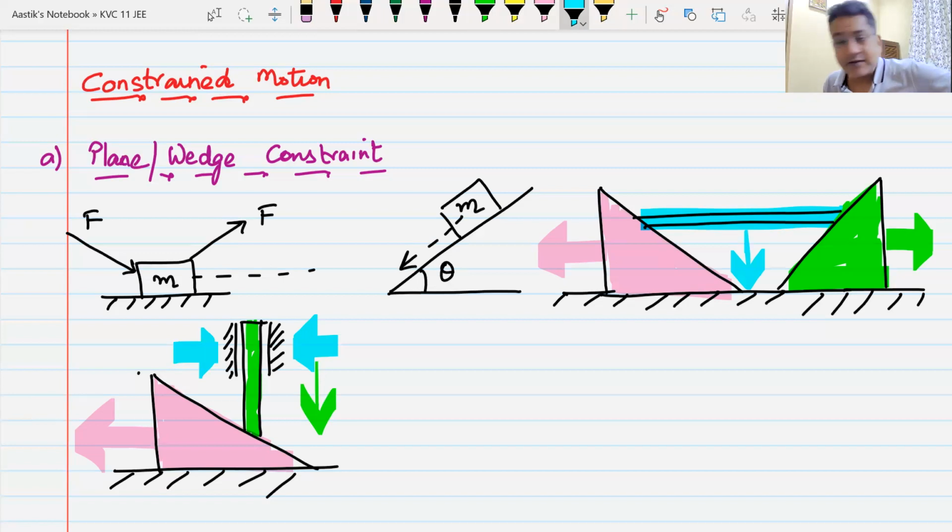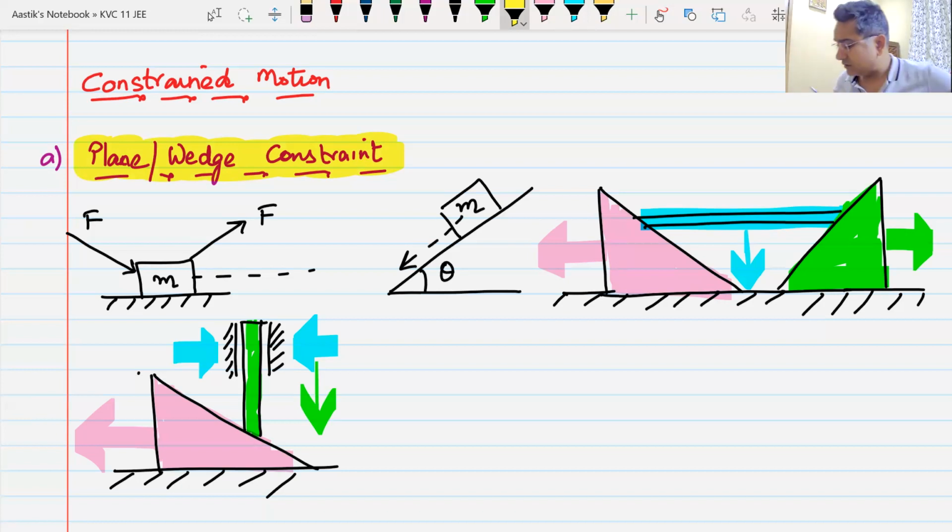So all these are examples of what? Constraint, sir. Plane or wedge constraint. All these are examples of plane or wedge constraint. Bodies are not free to move. They can only move in one particular direction, depending on which plane or which wedge they are in contact with. That is known as a plane constraint or a wedge constraint.